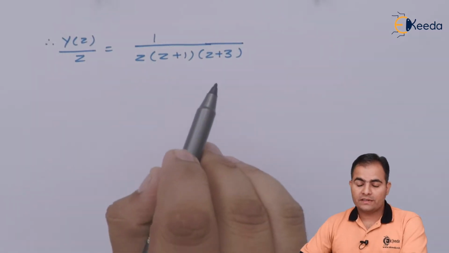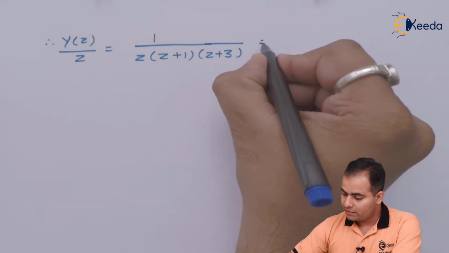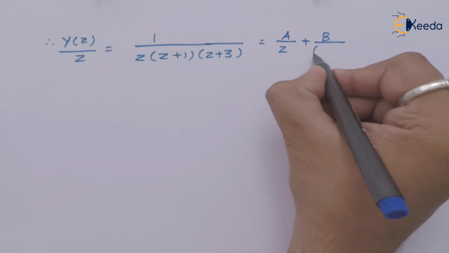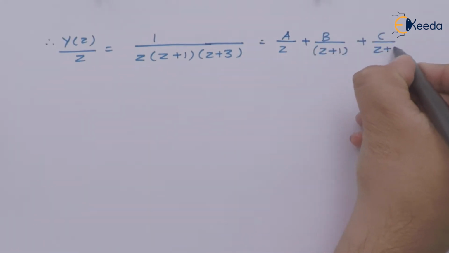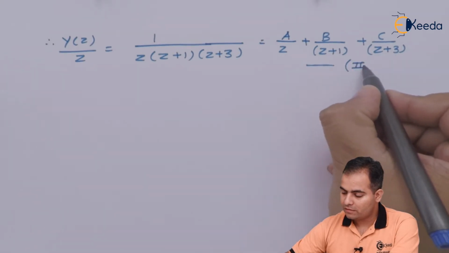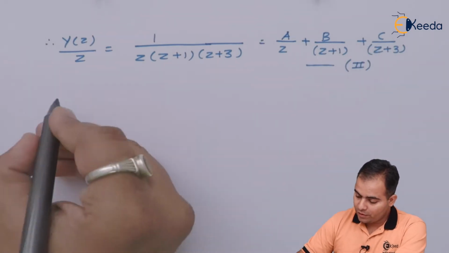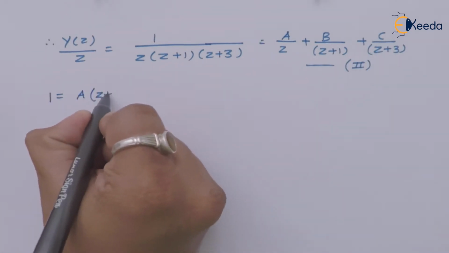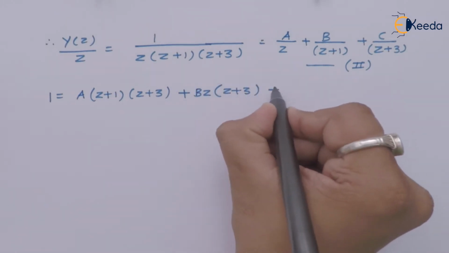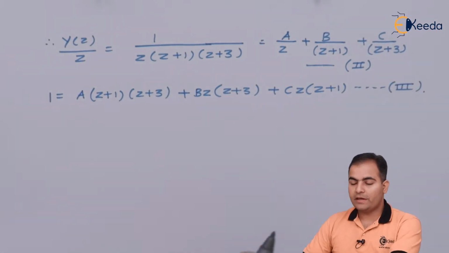So here we can use three different constants. So let's say my constants are a, b and c. So in the denominator of a, we'll write z only. Now let's say this is nothing but my equation number 2, and I'll multiply the left hand side denominator on the right hand side. So what you will get? And this is nothing but my equation number 3.